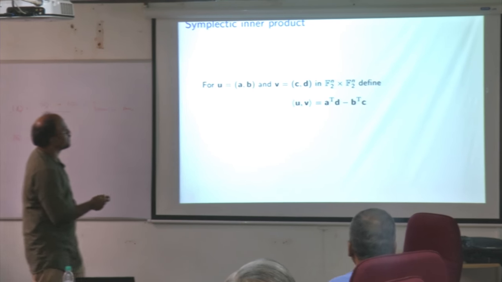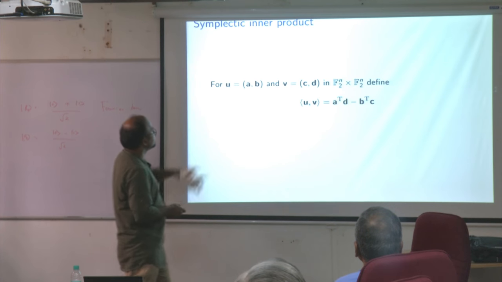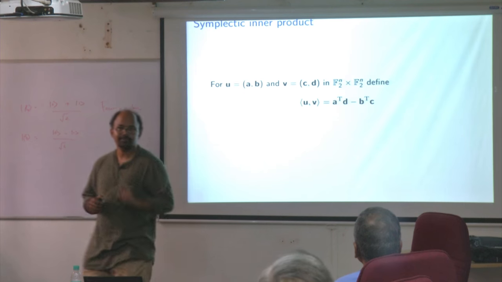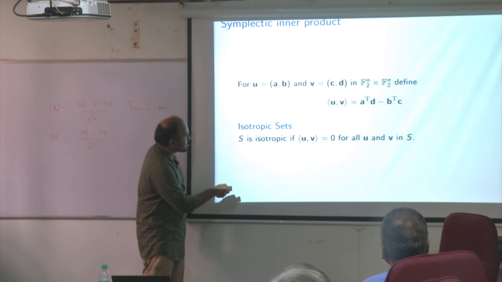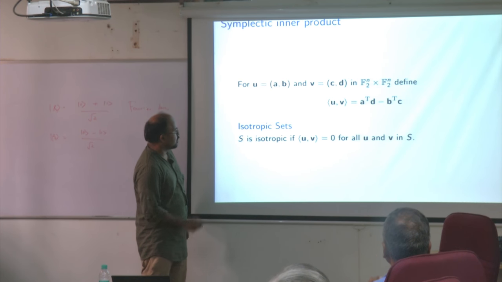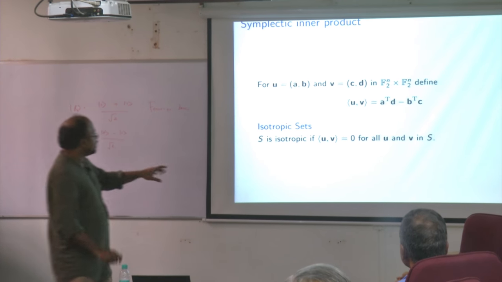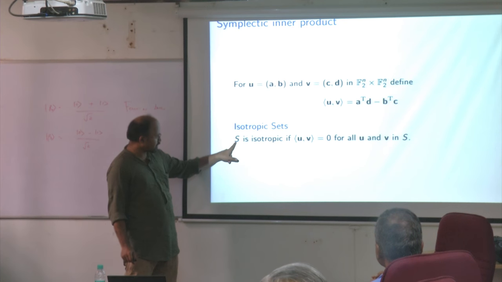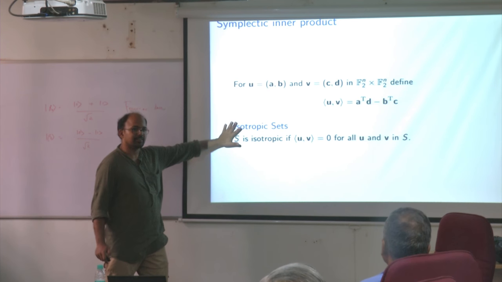So let me just recap. Forget about unitary operators now. Just worry about F2 to the power 2n. Think of vectors in this space. Now we are working with F2. We define an inner product, which I call the symplectic inner product, on (u, v) as follows. Remember that the corresponding Pauli operators will commute if this inner product is 0. What I'm interested in is a subspace of F2 to the power 2n where these inner products are all zero. Such a set is called an isotropic set. This is what I meant when I said that it is essentially a classical code. If you are constructing a stabilizer code, you want to come up with a set S in F2 to the power 2n, but you also need it to be isotropic. This is the only extra thing that you need to handle.